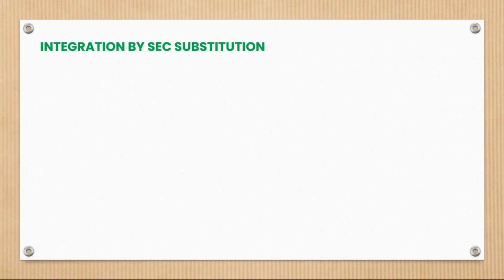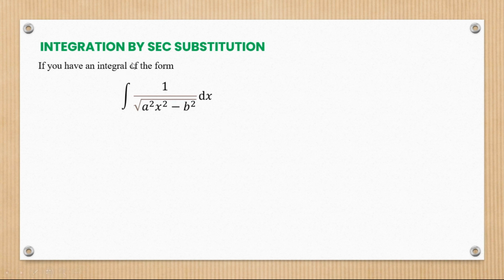So now let's look at integration by sec substitution. If you have an integral of the form 1 over the root of a squared x squared minus b squared, we actually use sec substitution. In this case, we can factorize out the b squared, so we'll have b squared times (a squared x squared over b squared minus 1). So that's actually what happens.